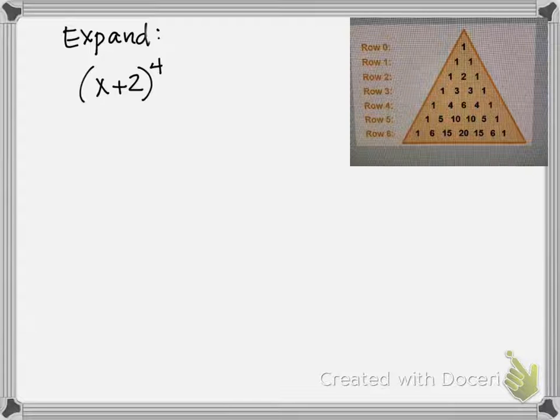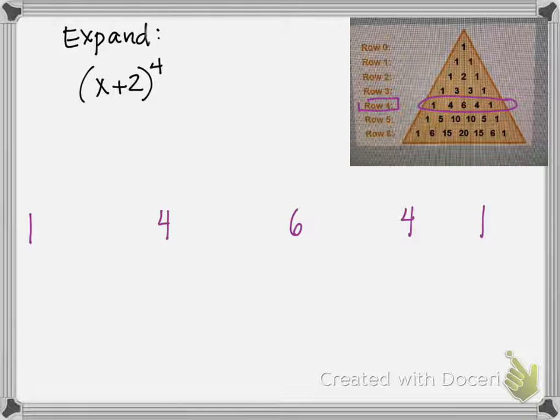We're going to expand (x + 2) to the fourth power using Pascal's triangle. So the first thing I want to do is look at the exponent. That tells you which row to look at. So we're looking at row 4, which has coefficients of 1, 4, 6, 4, and 1. So those coefficients I'm going to spread out: 1, 4, 6, 4, and 1.